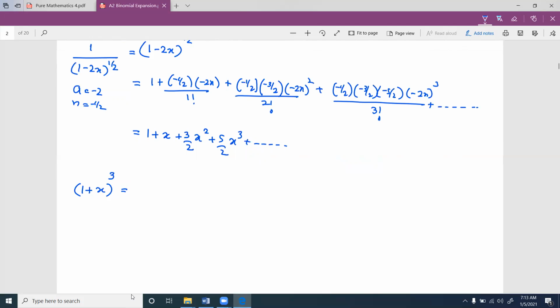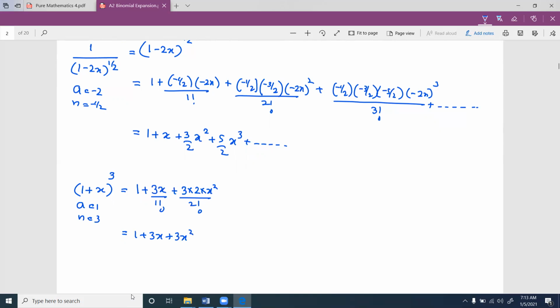Let's go ahead with this. From the same formula, I'm going to apply that. Then I just get it as 1 plus n. Over here, a is 1, n is 3. So n x, n is 3, x over factorial 1. Then plus n minus 1, 2 into x squared divided by factorial 2. At the same time, I'm going to write it: 1 plus 3x plus 3x squared.